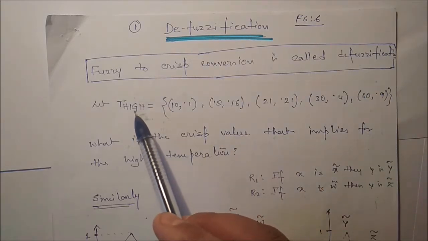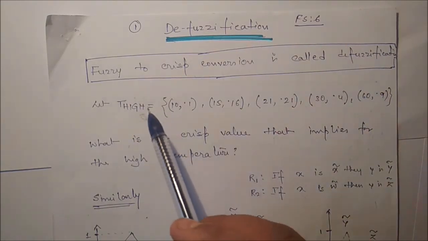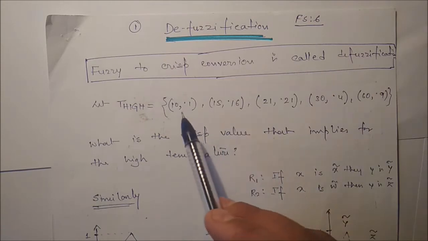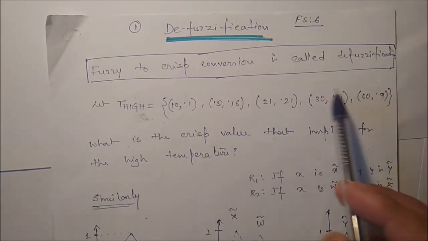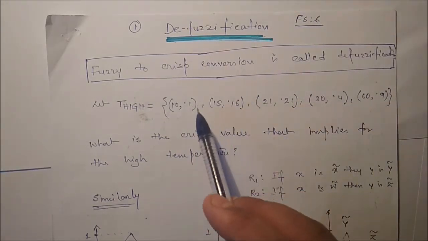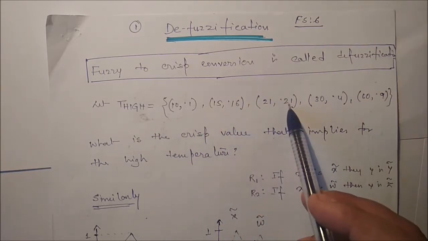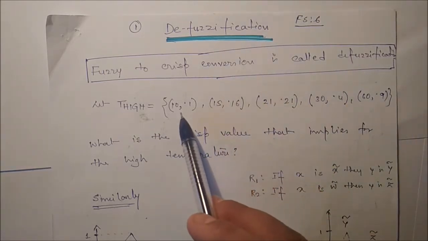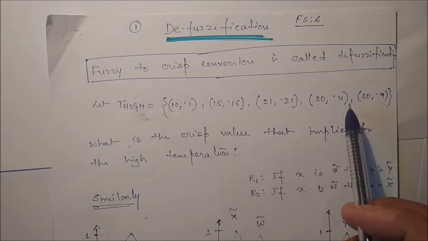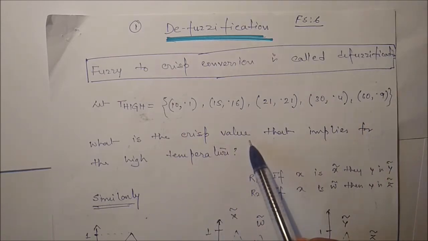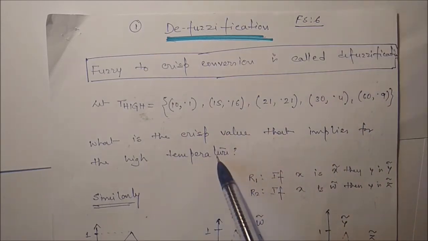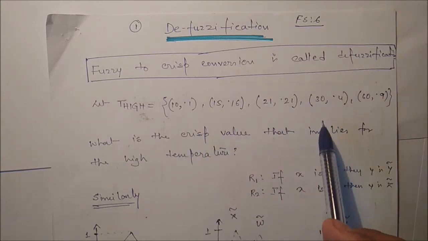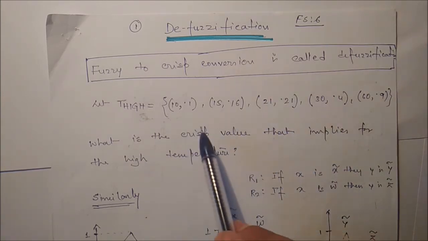So let temperature is high. This is the fuzzy set where 10, 15, 21, 30, 60 are the generic variables, and 0.1, 0.16, 0.21, 0.4, 0.9 are the membership values. So the question is, what is the crisp value that implies the high temperature? Is there any crisp value? Can we get any crisp value from this particular fuzzy set?